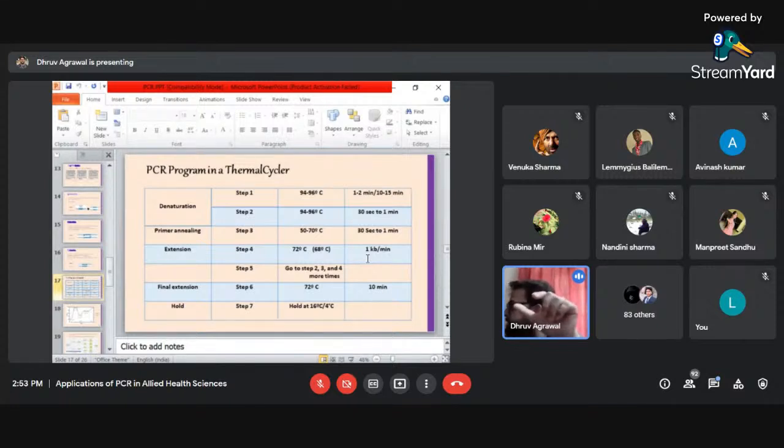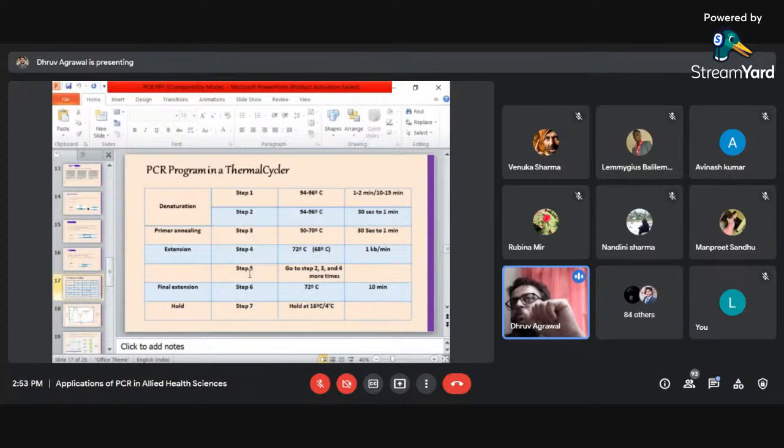If your gene is 1000 base pairs long, you will give 1 minute for that. If it is 2000 base pairs long, you will give 2 minutes for that. But in any case, we keep a minimum of 45 seconds. Right? 45 seconds minimum we give. So these are the 3 main steps.